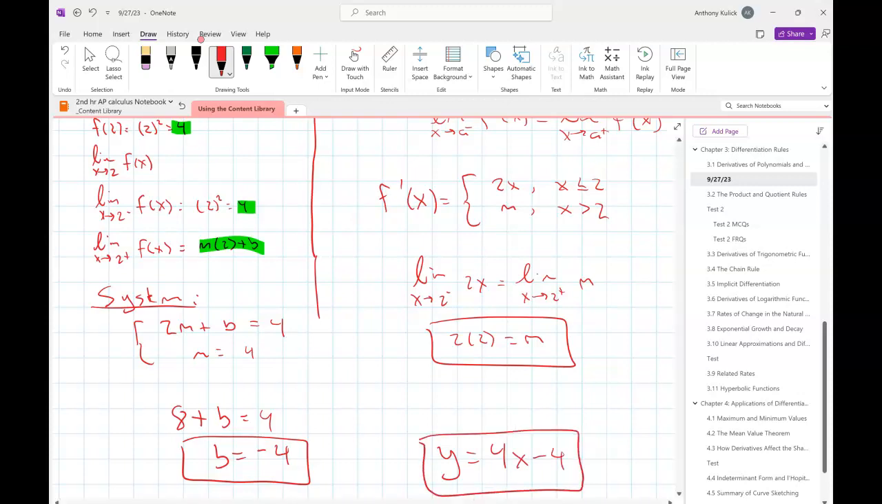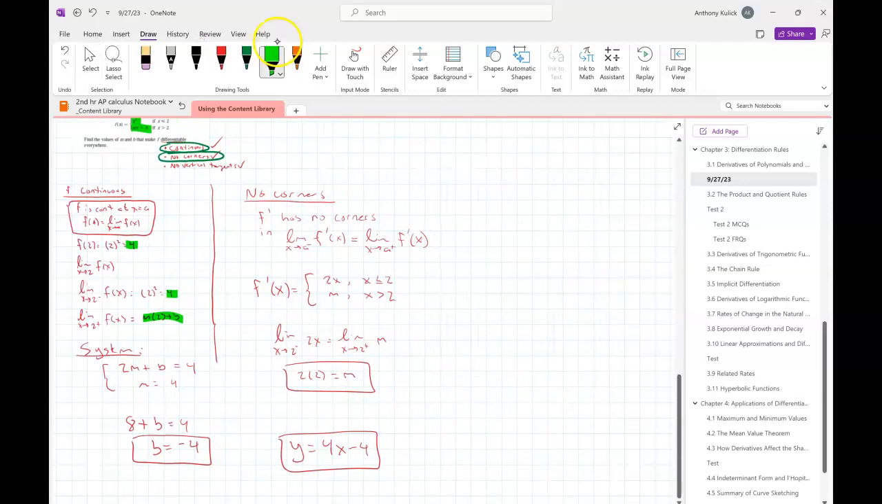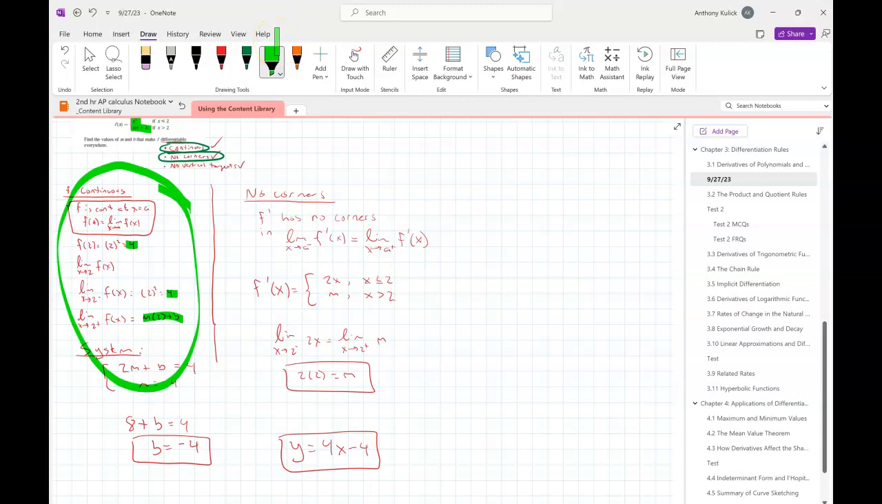Look, here's the thing. I spelled out every single detail on how to do this. This is something you should be able to do quite quickly. Because at the end of the day, what did we do? We made sure that the two pieces met at the same point, and then that the derivatives met at the same point. Or I should say, the left-hand limit and the right-hand limit at the point where they meet were the same. That's all we checked.